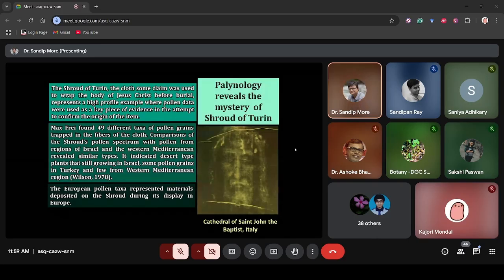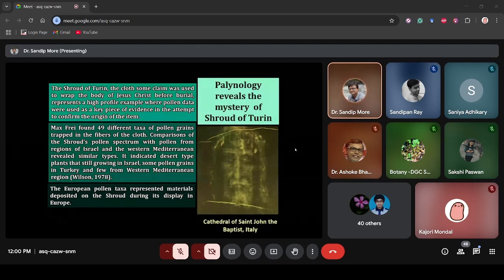But a few years ago, people questioned this cloth and asked what is the surety, what is the authenticity, that this is the actual cloth which was used to wrap the body of Jesus Christ. They can lie, it may be untrue. So the cloth was sent to the famous European palynologist Max Frei, and Max Frei washed the cloth, got the dust and pollen grains from the cloth, studied the pollen grains under microscope, identified them, and he got 49 different plant pollen taxa, which actually belong to plants that grow in Western Mediterranean countries like Jerusalem, Israel, or surrounding areas.